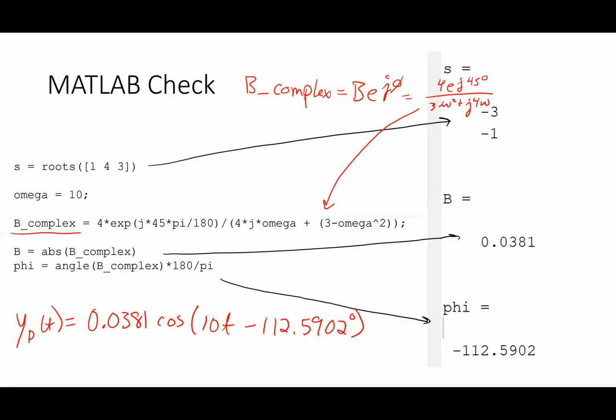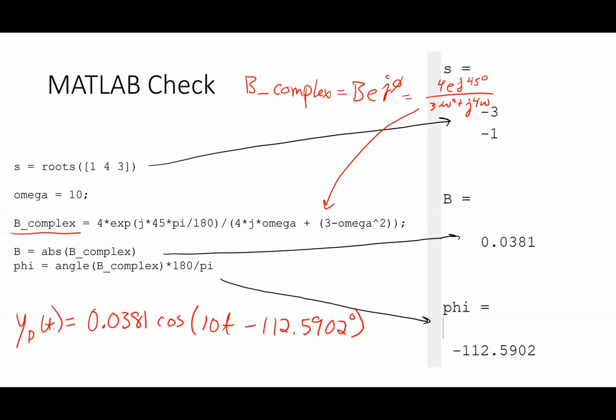The problem I have with getting to the total solution is I've got to add the transient to this, right? With a second order system, I need 2 initial conditions. One of them is for y of 0. What's the second initial condition I always have? The derivative of it, which means I've got to take the derivative of yp.